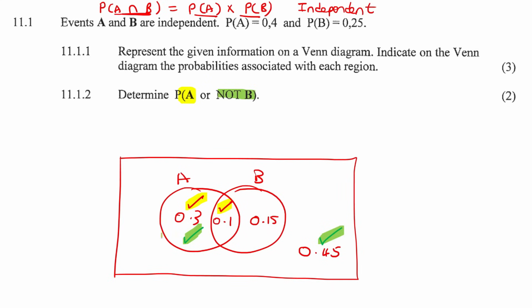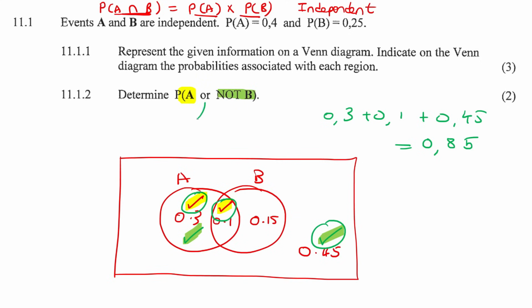Now, all the places where you see a tick, you're going to add that together. But because this one has 2 ticks, you're not going to add them both. You're just going to add one of them. There's a tick here and there's a tick here. So we're going to say 0.3 plus 0.1 plus 0.45. And that'll give you 0.85.